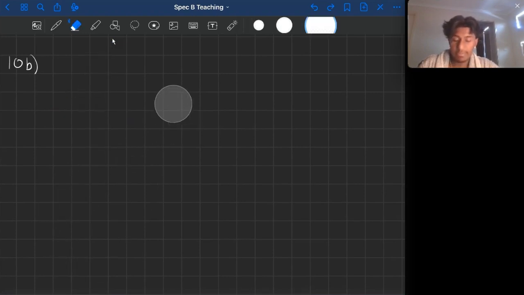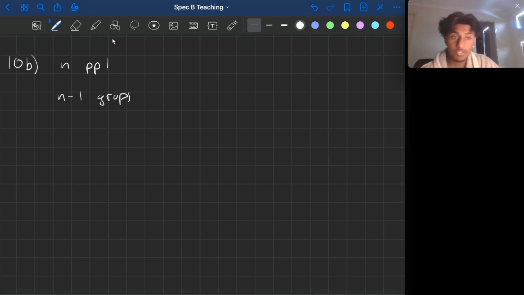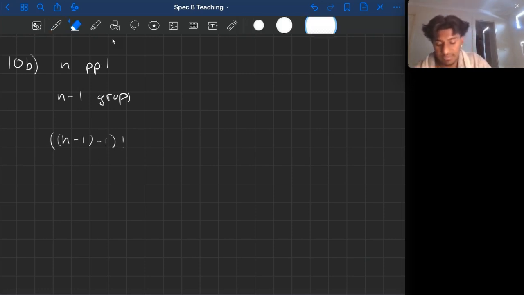Because we understand the problem now, I'm not going to bother drawing a diagram. If you want to, you can. But we have n people, and 2 of them have to be next to each other. So it's going to be n minus 1 groups. If we want to put n minus 1 groups into a circle, there's going to be n minus 1 minus 1 factorial. This is because when you get the n minus 1, you fix one person. So now there's n minus 2 remaining, and you treat it like a line. So it's just going to be n minus 2 factorial.